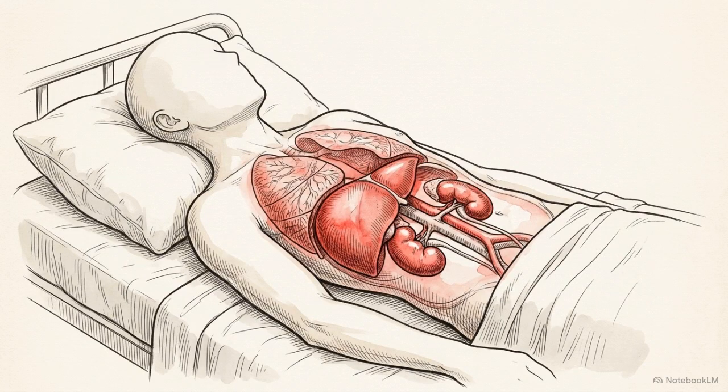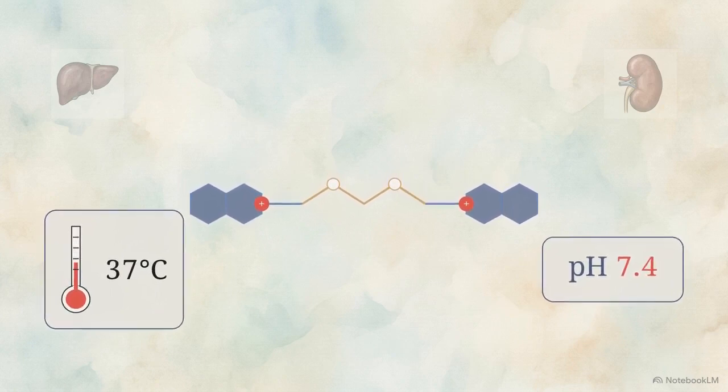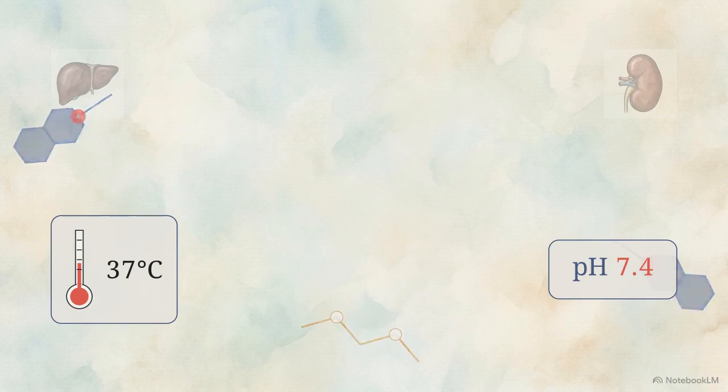For critically ill patients with end-stage liver or renal failure, we use benzylisoquinolinium compounds like cisatracurium. They undergo Hofmann elimination, a spontaneous chemical degradation directly in the plasma, dependent solely on physiological pH and body temperature, bypassing the liver and kidneys.